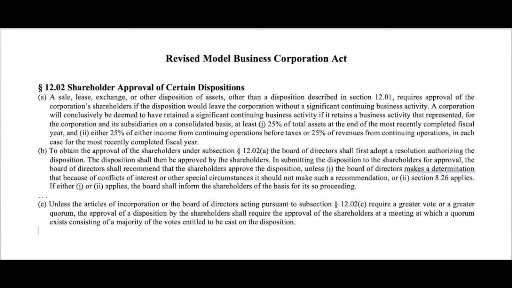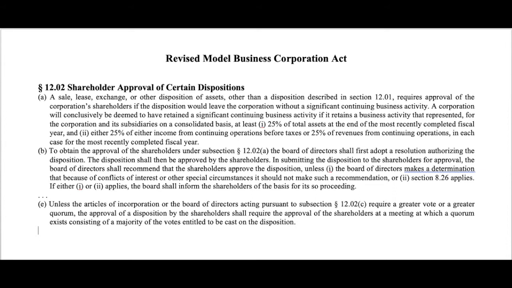So there's a question for the court, but subsection A says you are conclusively presumed to have a continuing business entity only if you keep 25% of the total assets that you had before. If you have less than 25%, then there's a fact question for the court.